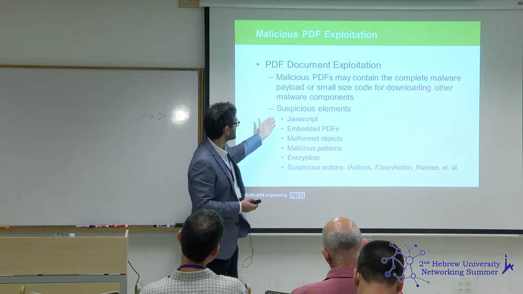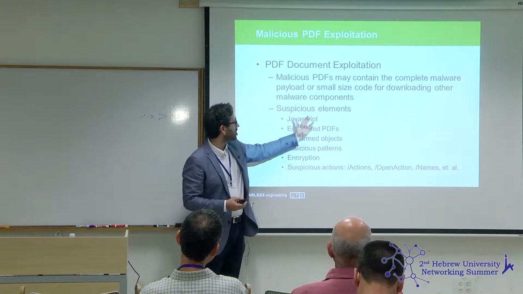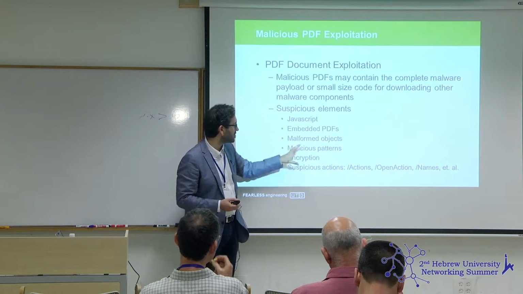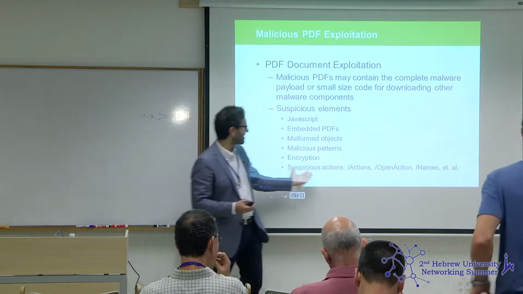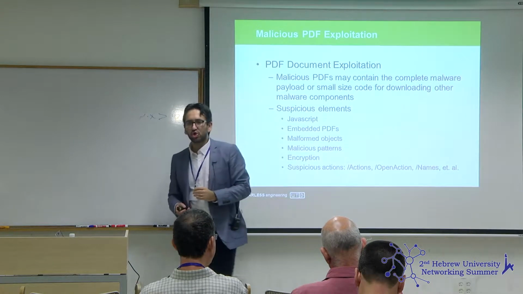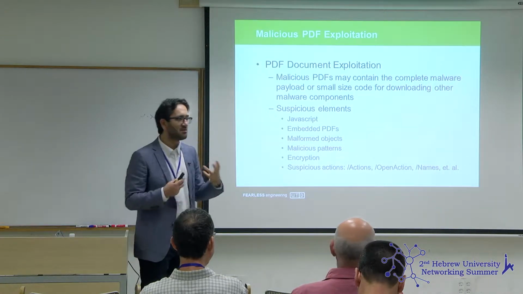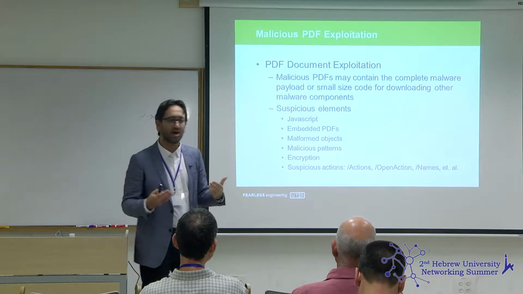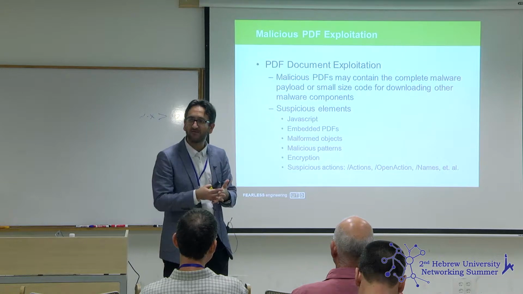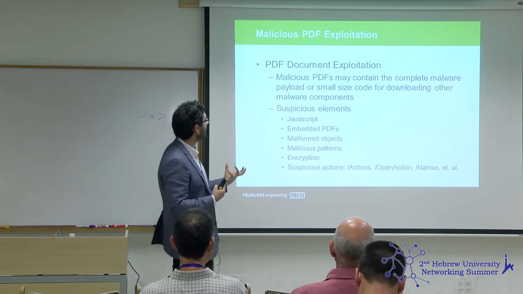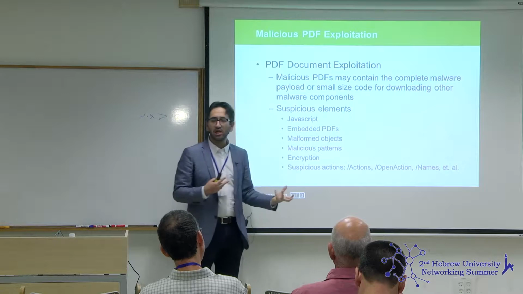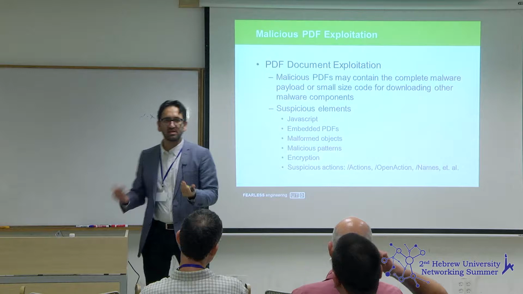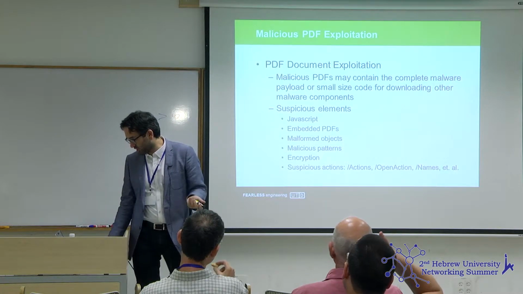And this is usually done by having some kind of JavaScript. They could have some malformed objects, some kind of malicious patterns, and it may have some kind of suspicious actions in it. So now the challenge is, given known malware structure, and potentially attackers who are injecting malware into these PDFs, can you detect a PDF document with exploitation in it? Can you detect a PDF document with malware in it? And of course, since we talk about machine learning, why don't you use machine learning, right?